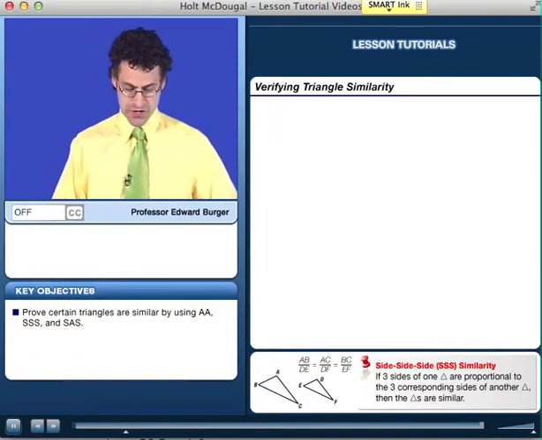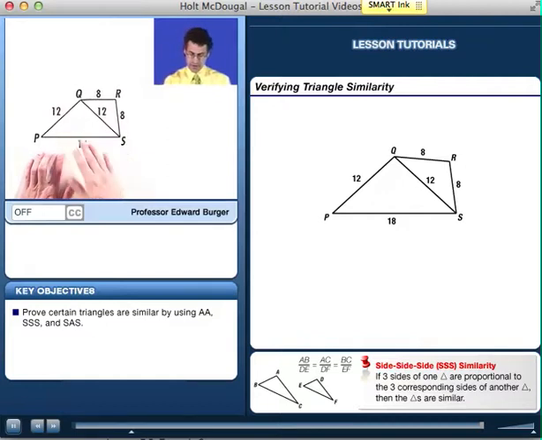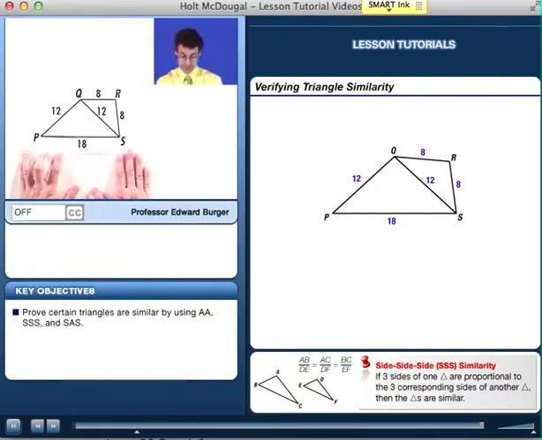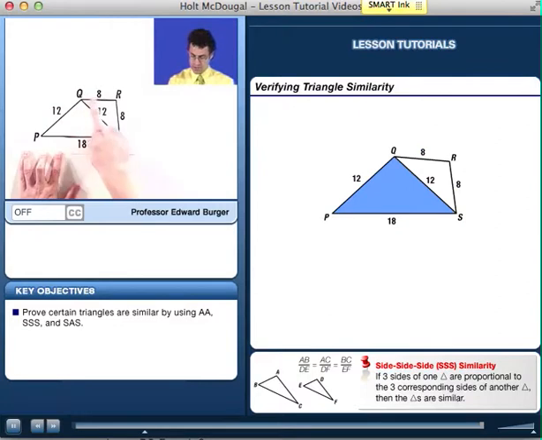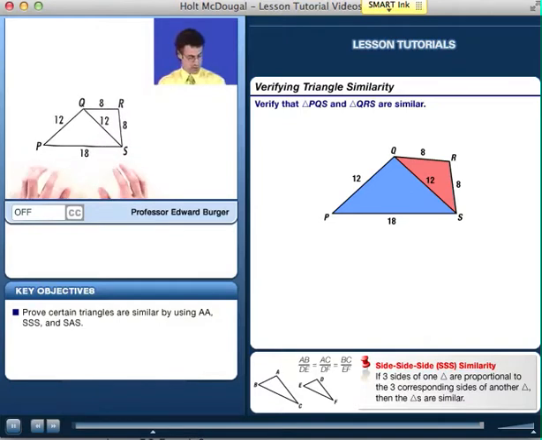Let's take a look at a little example where we can apply the side-side-side similarity theorem to an actual question. So here's a figure where we're given various lengths of various sides of two triangles. And the question is, are these two triangles, PQS and QRS, similar or not? Well, let's take a look at the corresponding sides.